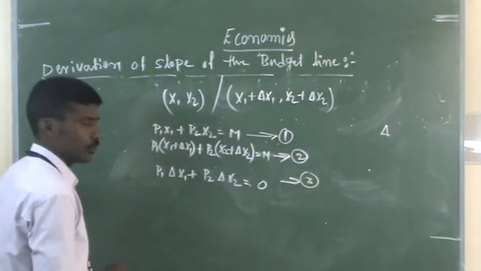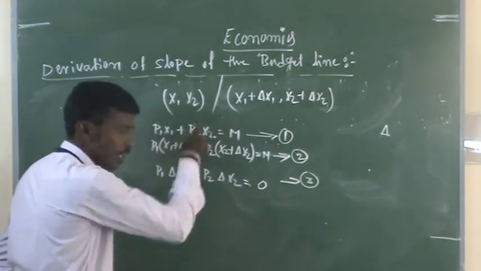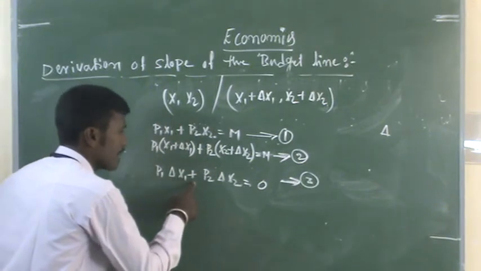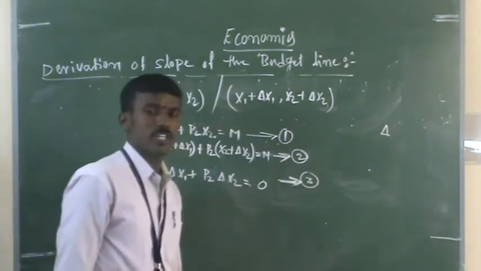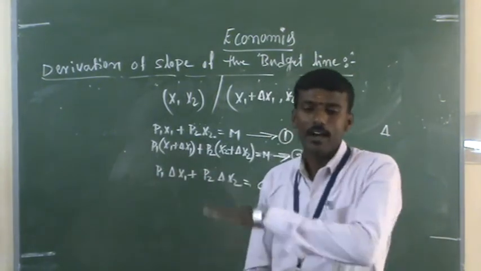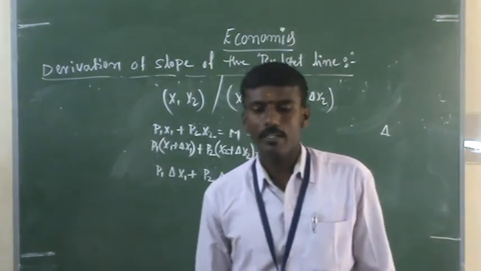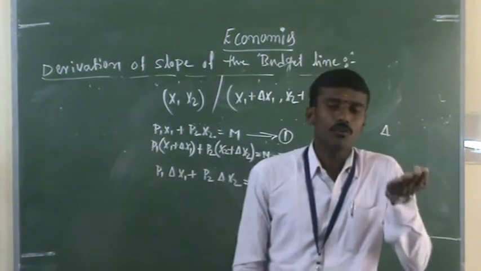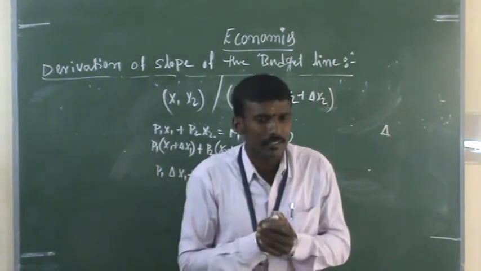See, while subtracting equation number 2 from equation number 1, we will get equation number 3: P1 delta x1 plus P2 delta x2 equals 0. This is what we are going to consider as equation number 3. Here the price of the goods and the consumer income are both balanced, or equivalent.